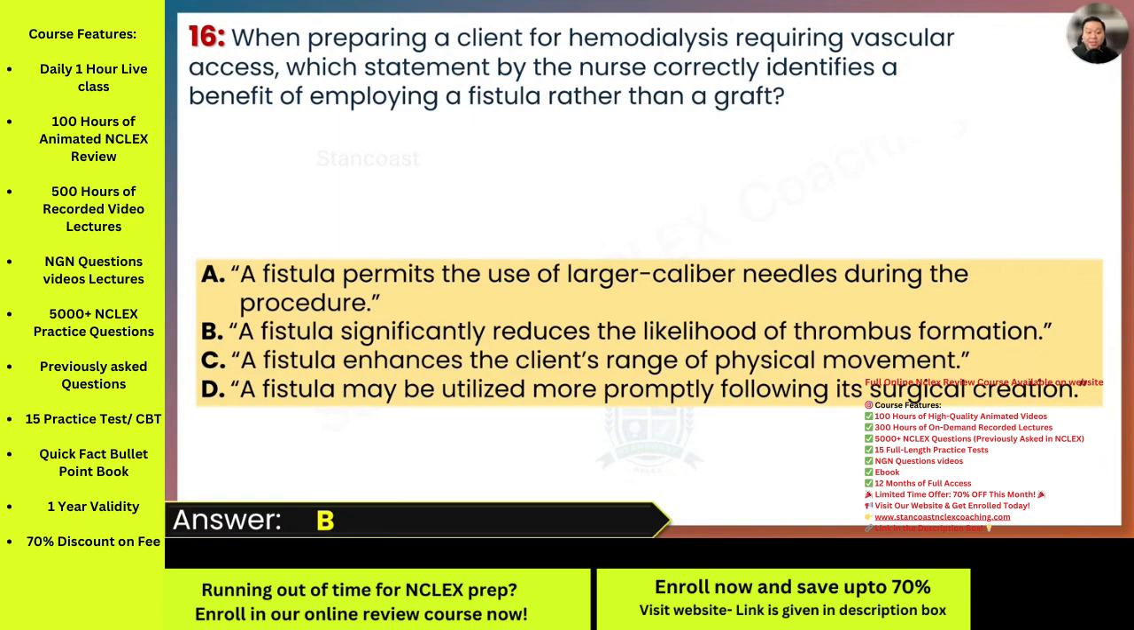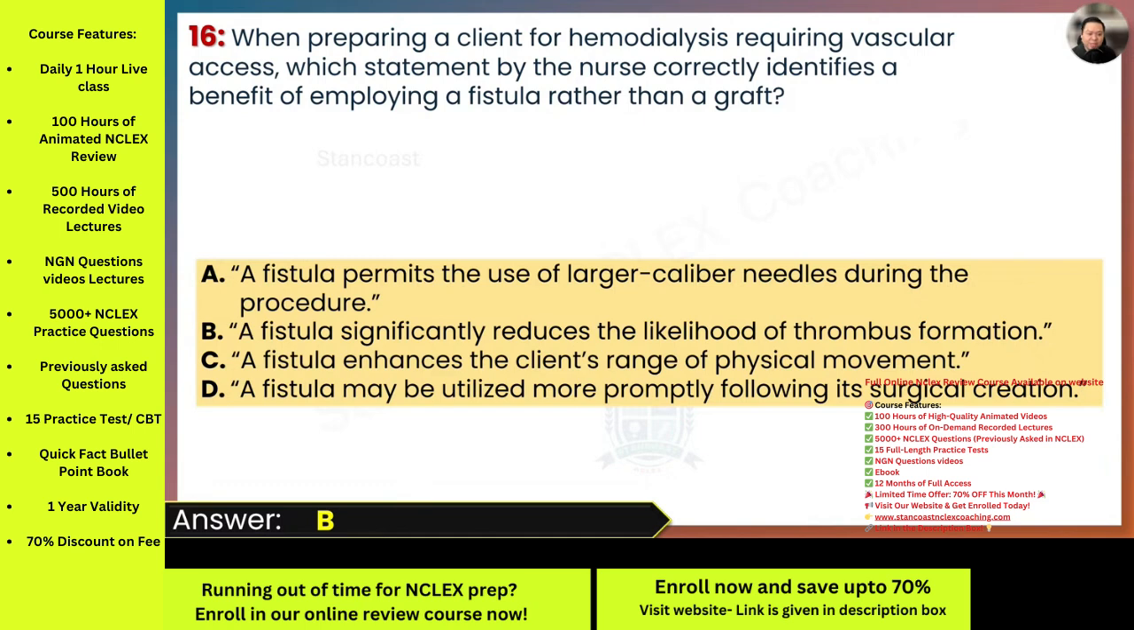Letter D is also incorrect because a fistula takes longer to mature. Again, that's going to take about 6 to 12 weeks before it can be used, whereas an AV graft can be used within 2 to 3 weeks. And if a patient requires urgent dialysis, they're going to have a temporary central venous catheter while waiting for the permanent access to mature.